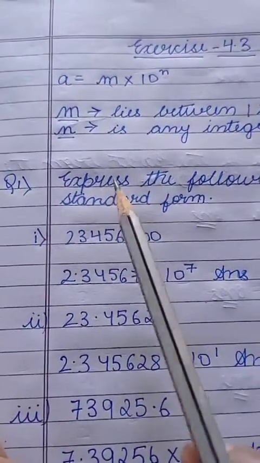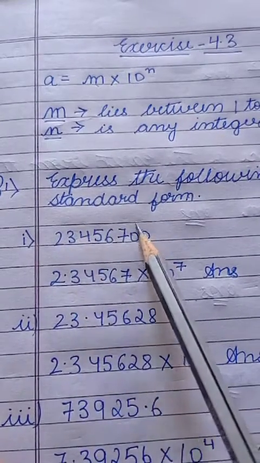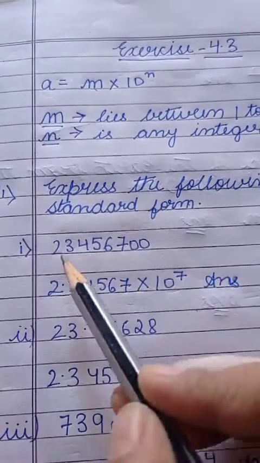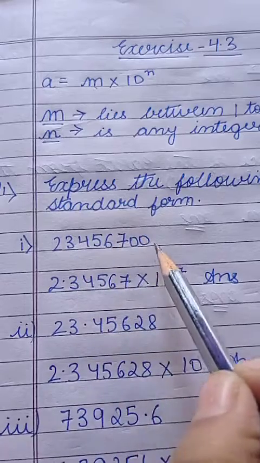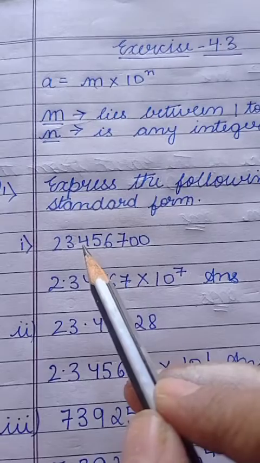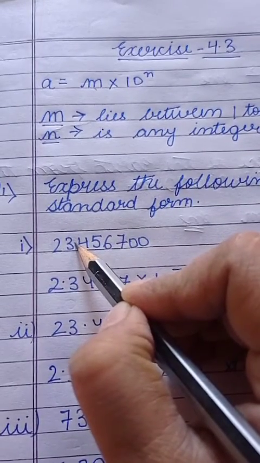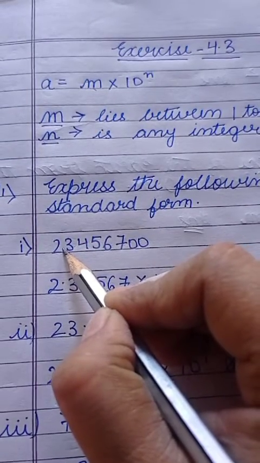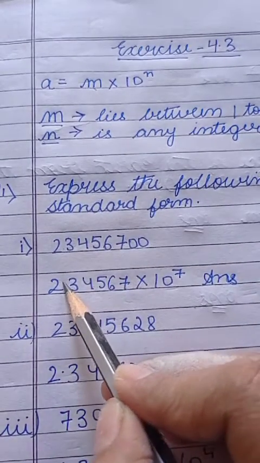Let's start with the first question. Express the following number in standard form. This is the question and you have to write it in standard form. Clear? In the power form you have to write. Look children, as I told you, this is m and the limit of m is 1 to 10. Where should we put the decimal so that it will be between 1 to 10 only? If I put a decimal here, it will be 23 point, not acceptable. Meaning the decimal will be here, 2 point something. 2 point something will lie between 1 to 10. So I put a decimal here.